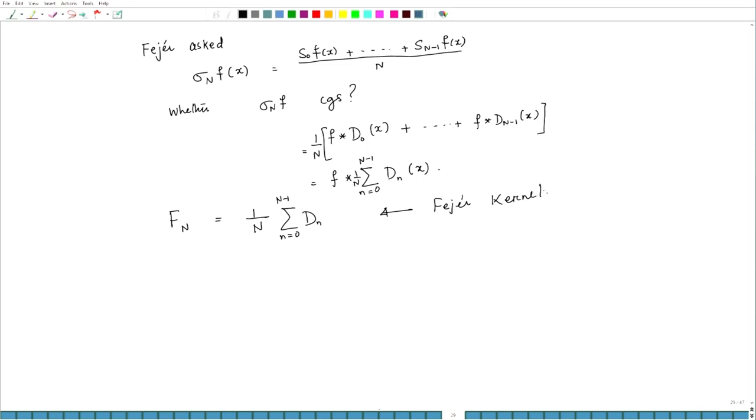So which means in order to see whether the Fourier series is Cesaro summable, we need to check whether f convolution with the Fejer kernel F_n converges as n goes to infinity. Let's have a closer look at this F_n.